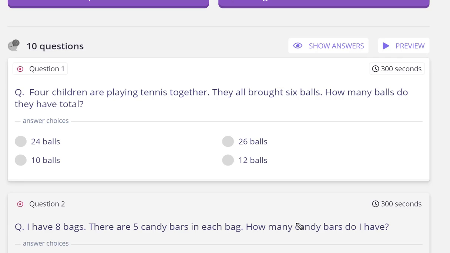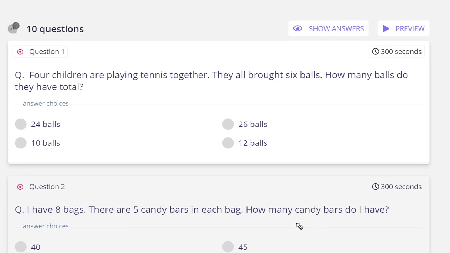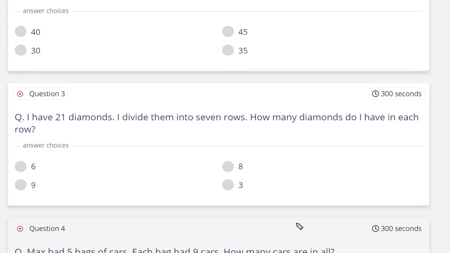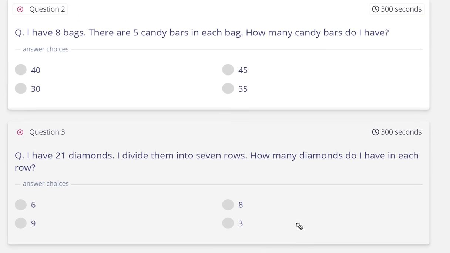Okay. 4 children are playing tennis together. They all bought 6 balls. How many balls do they have in total? How many children? 4. And each one has 6 balls. So the first one has 6, the second has 6. So 6 will repeat 4 times. That's why we will multiply 6 by 4. And of course, Hamza, 6 times 4 equals? 24. Great. Thank you, Hamza. And now, guys, let's move to question number 2.